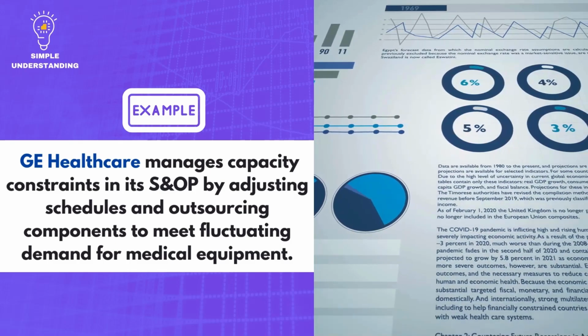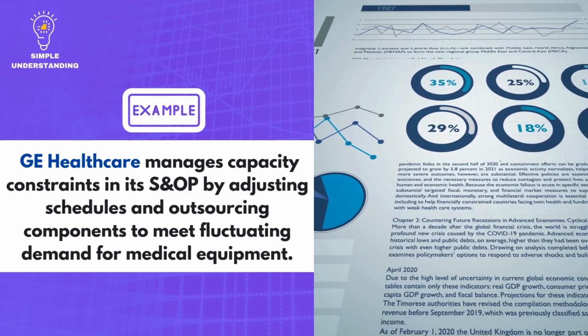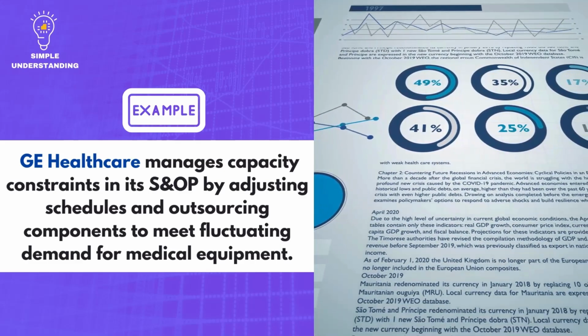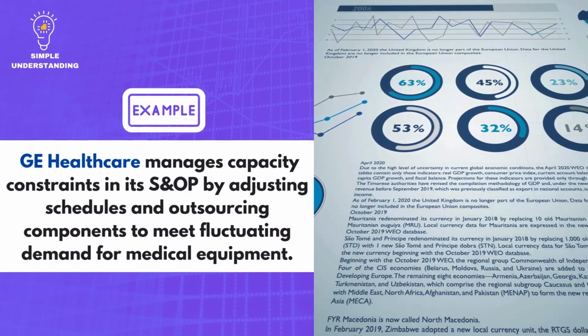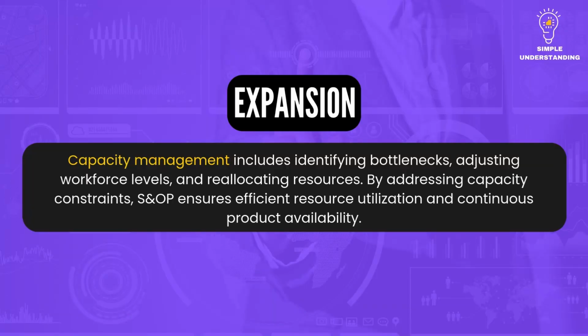Real company example: GE Healthcare manages capacity constraints in its S&OP by adjusting schedules and outsourcing components to meet fluctuating demand for medical equipment. Expansion: Capacity management includes identifying bottlenecks, adjusting workforce levels, and reallocating resources. By addressing capacity constraints, S&OP ensures efficient resource utilization and continuous product availability.